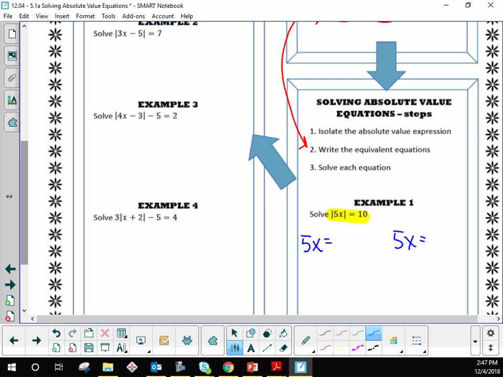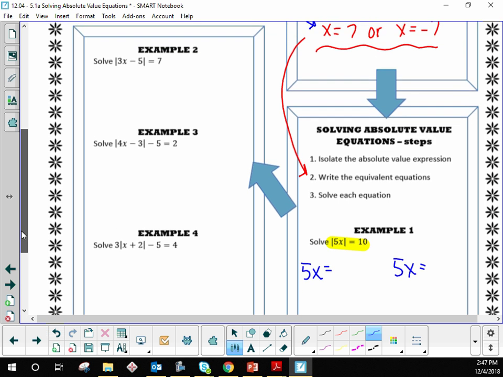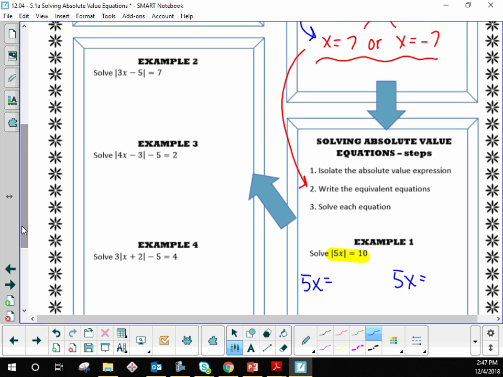5x is whatever was inside the absolute value. And then up here we said that whatever's inside the absolute value could have been 7 or negative 7. What's in the place of 7 here? Not 5. The 10, right? The constant. Whatever's inside there, that value can be 10 or it can be negative 10. There's two options.